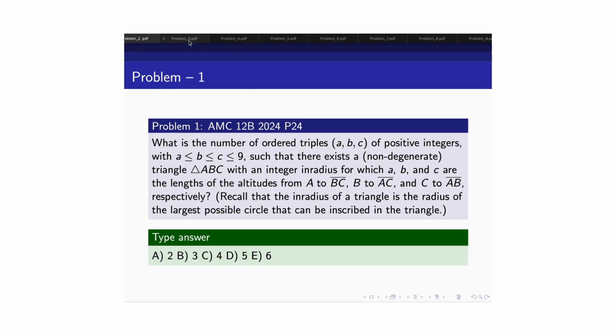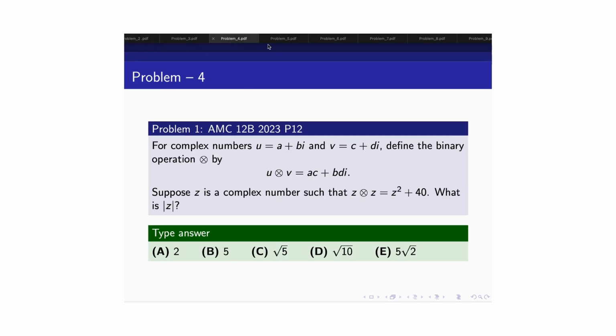Okay, now I think I'm gonna do an easier one. This is a pretty easy one. A complex number u is a plus bi and v is c plus di. Define a binary operation such that u times v is equal to ac plus bdi. Okay, we just multiply. Suppose z is a complex number such that z times z is equal to what is z?